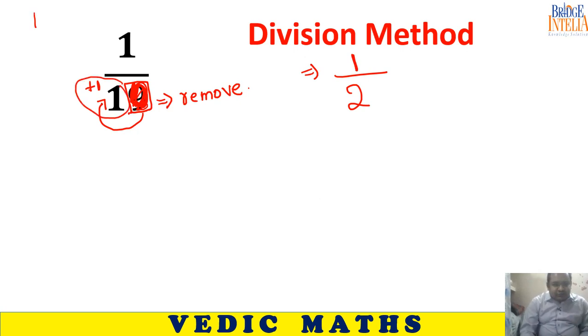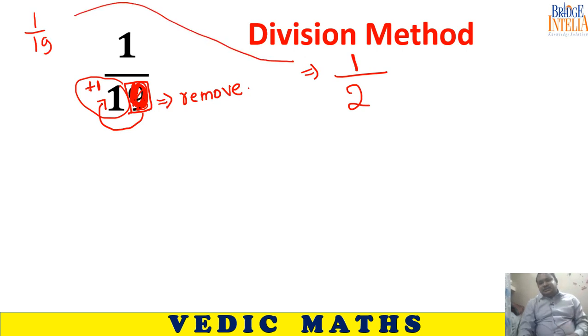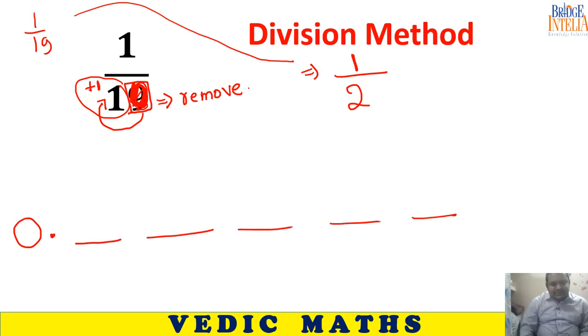The question was 1 by 19. Now you have converted the question to 1 by 2. Now let us see what the answer is. You are trying to divide 1 by 19, and you need the answer correct up to 5 places of decimal. Why have I written 0 point something something? Because we are dividing a small number by a bigger number, so not a single time will division take place. So the answer will be 0 point something only, with 5 places of decimal.